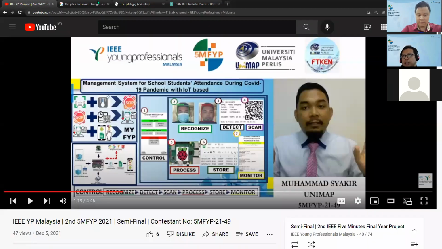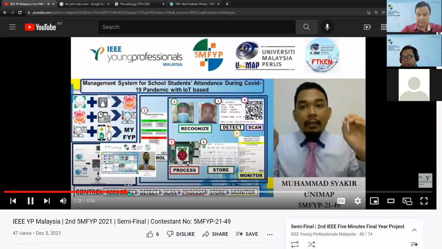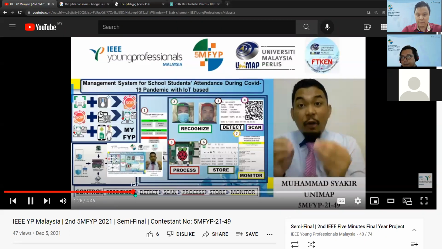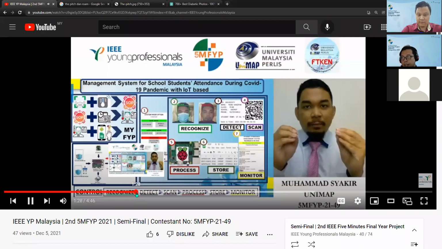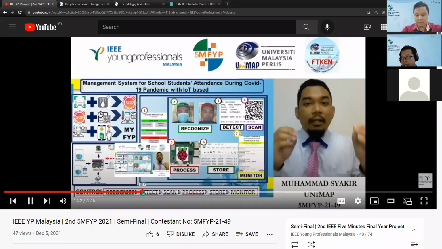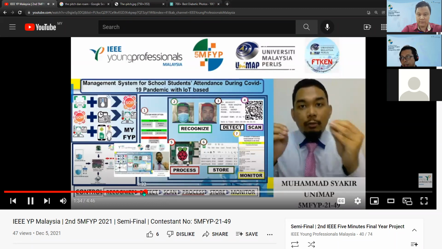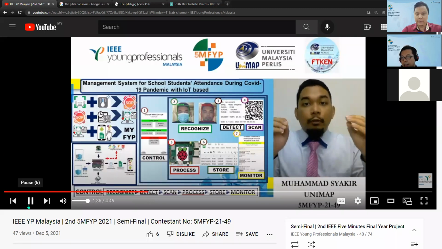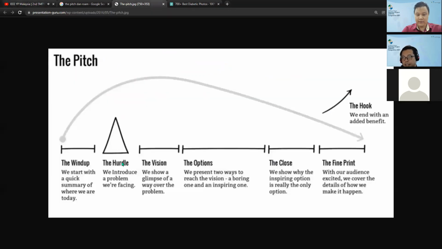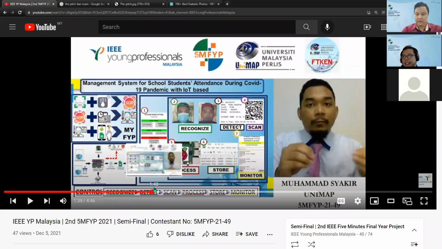I think your hurdle comes quite late here. Hand sanitizer. My scope of study in terms of education, specifically for the students at the school, the problem happens when the teacher wants to monitor the students to follow the SOP while entering the school. Okay, so that's the hurdle. So it comes quite late.